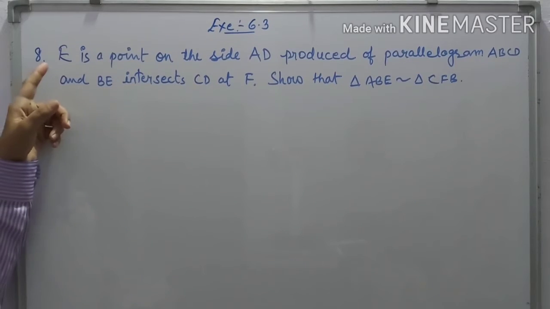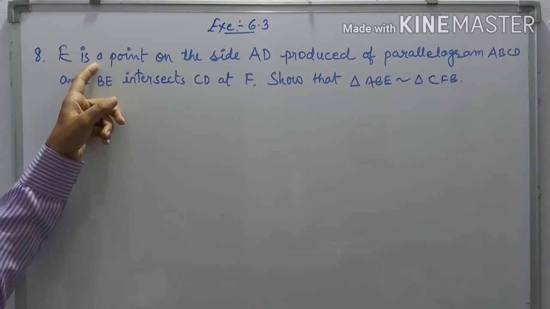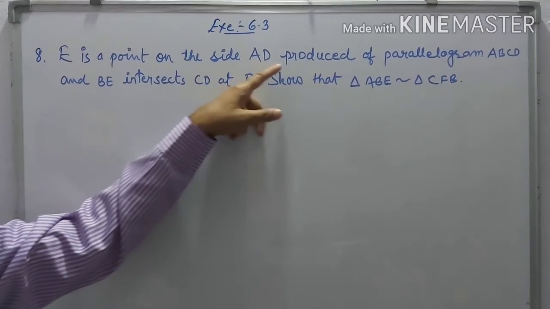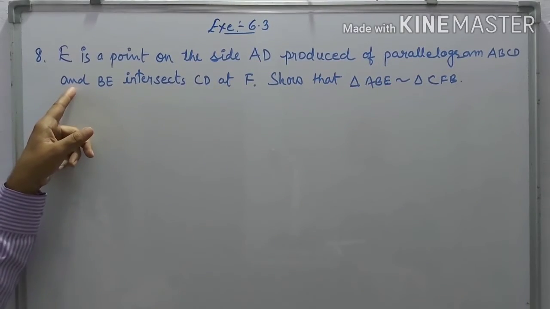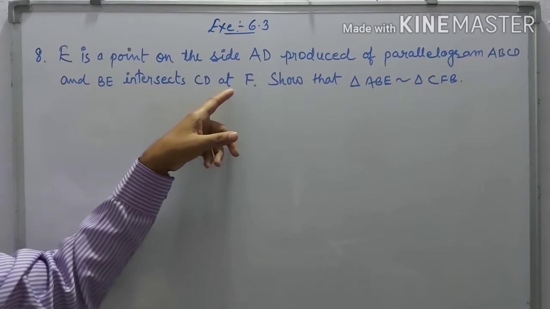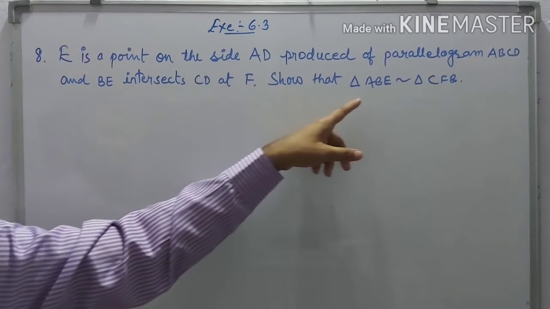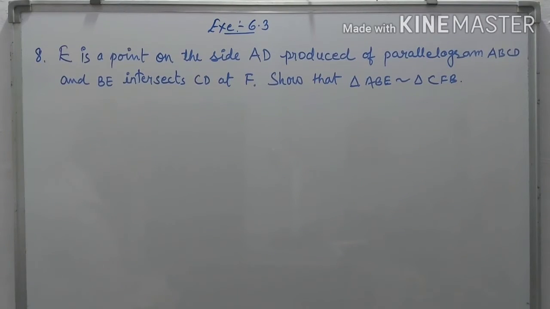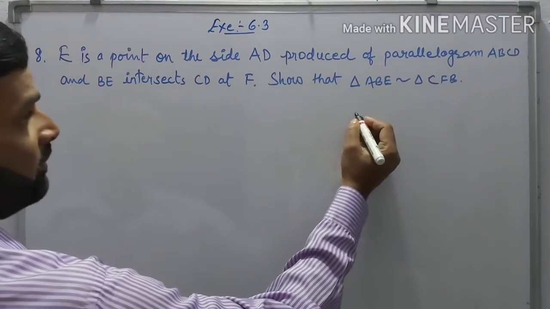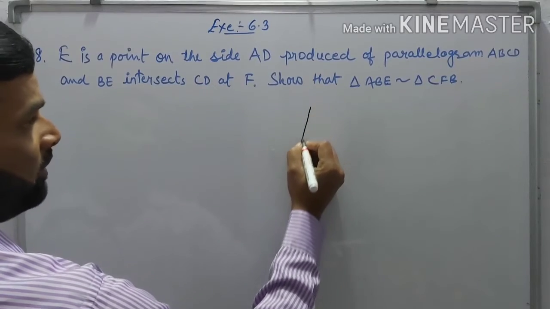Question number 8. E is a point on the side AD produced of parallelogram ABCD and BE intersects CD at F. Show that triangle ABE and triangle CFB are similar. So first we make a triangle, a parallelogram.